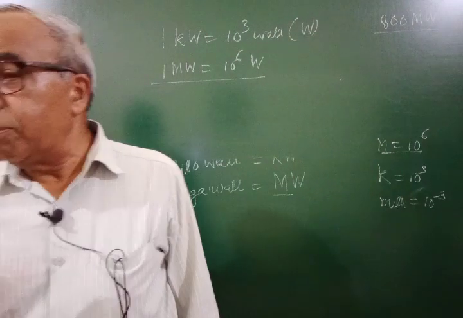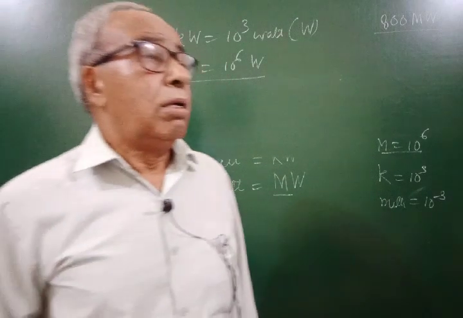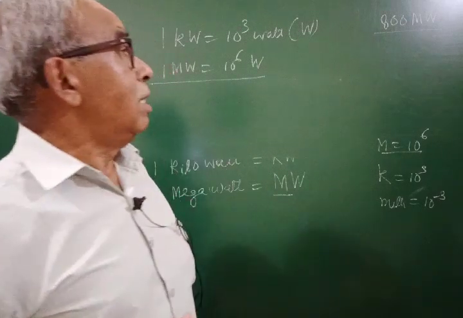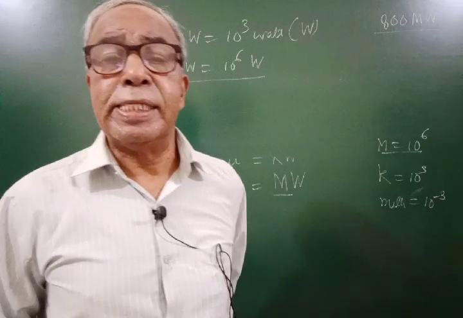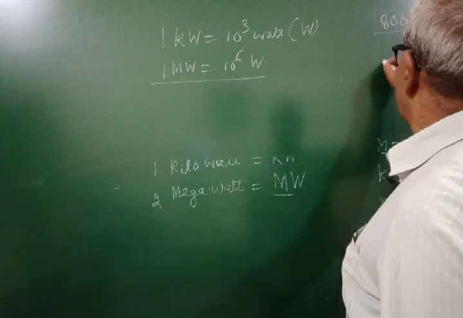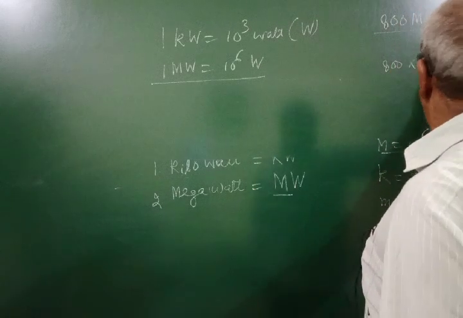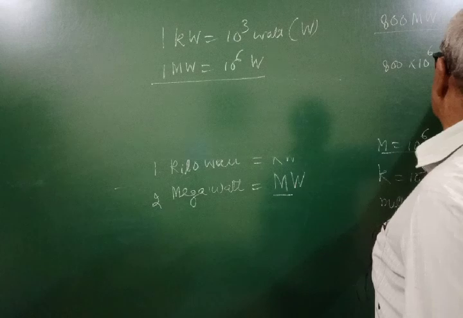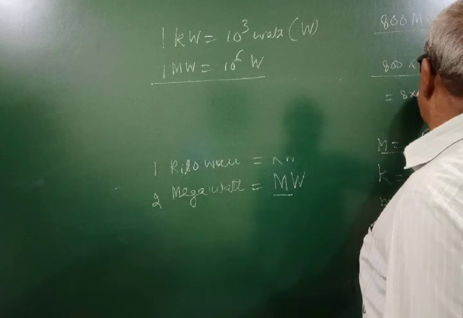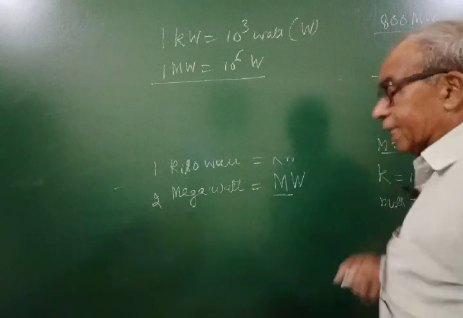Actually, there is a little confusion among the people. Megawatt. The production of electricity by the plant will be 800 megawatts. This is a large amount of energy to produce. So, what is the meaning of this? It means 800 into 10 to the power 6 joule per second. It means 8 into 10 to the power 8 joule of energy will be produced in 1 second.